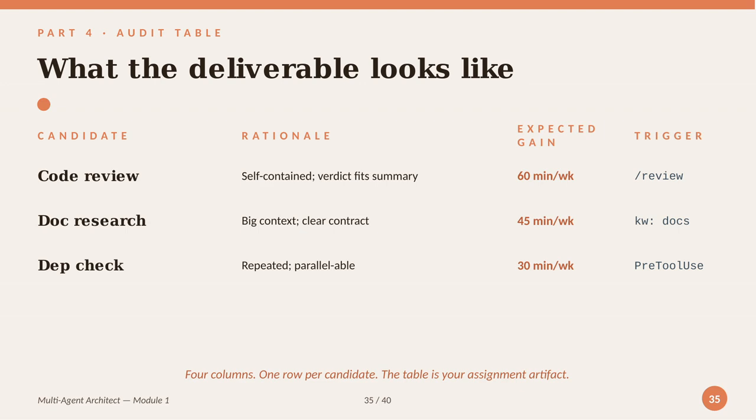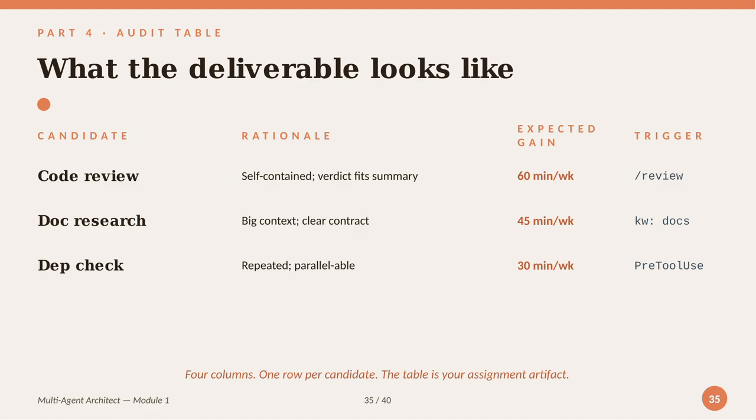Expected gain. Time savings per week if you build the agent. 60 minutes per week. 45 minutes per week. 30 minutes per week. Be specific. The number forces the value question. If your estimate is "save some time," the candidate isn't ready.